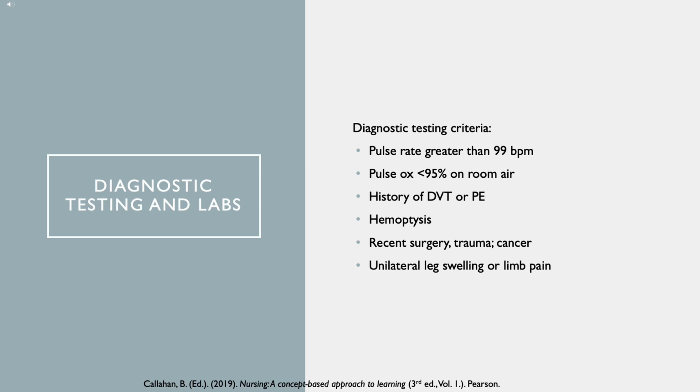Whenever it comes to a PE, they have testing criteria, and some of that is a pulse rate that's greater than 99 beats per minute. Pulse ox would be 95% on room air, a history of DVT or PE, hemoptysis, recent surgery, trauma, cancer, and unilateral leg swelling or limb pain.